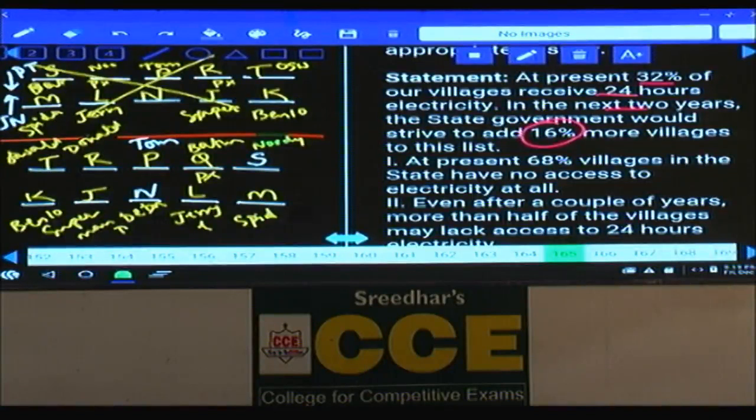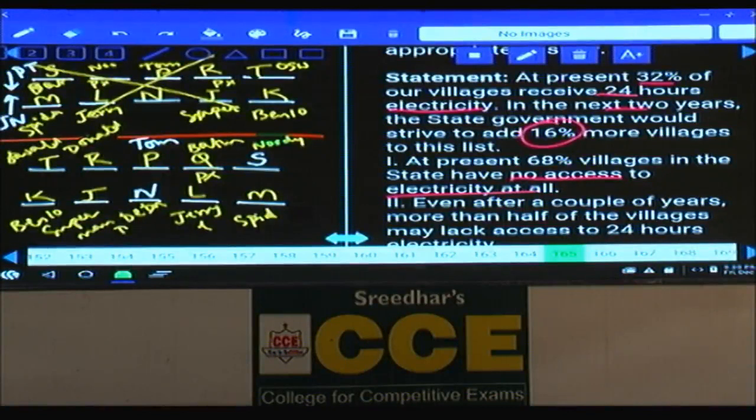Yes. Now at present, 32% of our villages receive 24 hours electricity. Here he is talking about electricity for 24 hours, but as here he is talking about no access to electricity, no information is given about this one. In the statement he is talking about whether to have 24 hours of electricity or not.